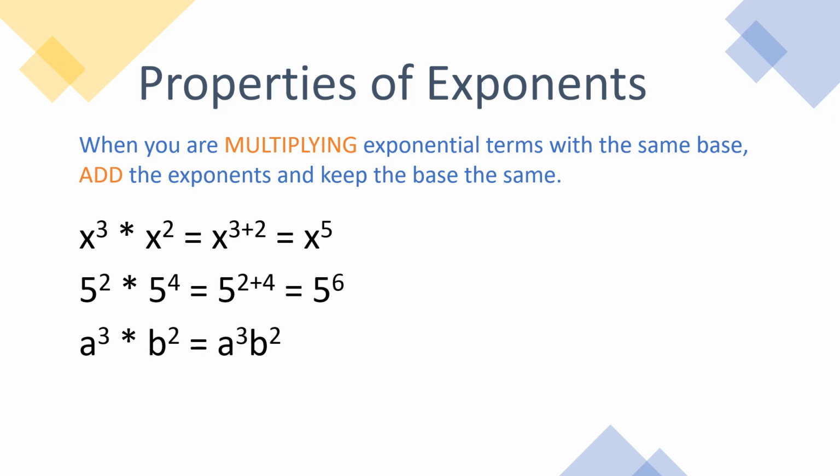But remember, if the bases aren't the same, don't do anything to the problem. A to the 3rd times b to the 2nd. Hey, my bases aren't the same. I can't add their exponents. I'm going to leave it as a to the 3rd times b to the 2nd.